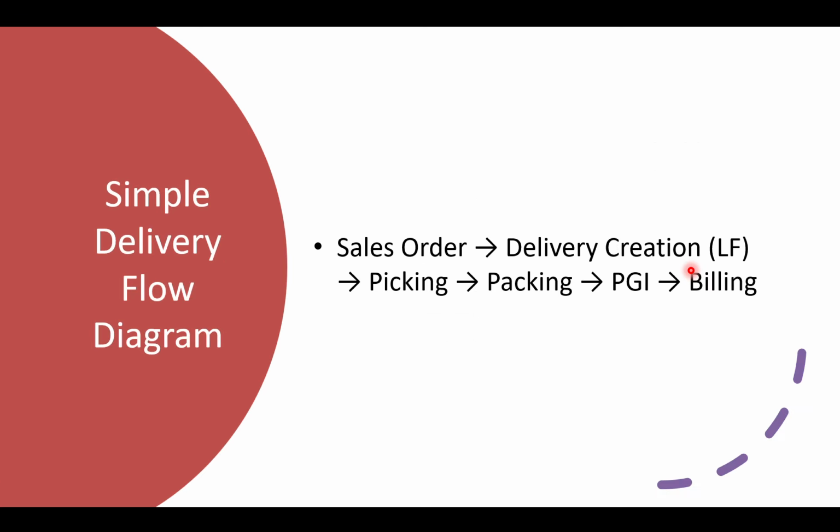Coming to the delivery flow diagram with the sales order. Let's say a delivery is created based on the sales order. Then the customer places the sales order first, and then that sales order will be converted into a delivery, and inside the delivery we will do picking, packing, PGI, all these activities. Once the PGI is done, we will do the billing.